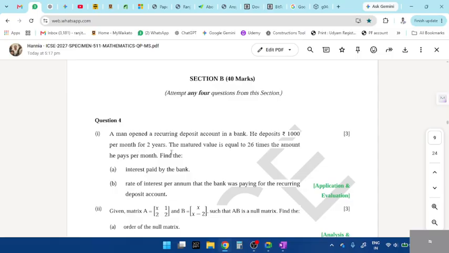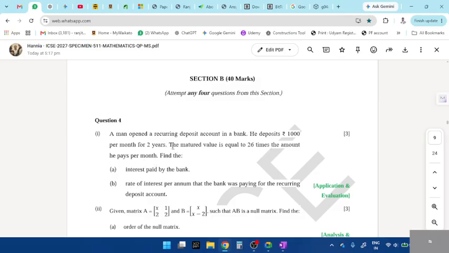Can you all see this question? A man opened an RD account in a bank, deposited. What's the principal, students? What's the principal, and the time, 2 years? N is equal to 24 months, not 2 years. N is 24. Principal is 1000. Time is 24 months. The maturity value is equal to 26 times the amount he pays per month.